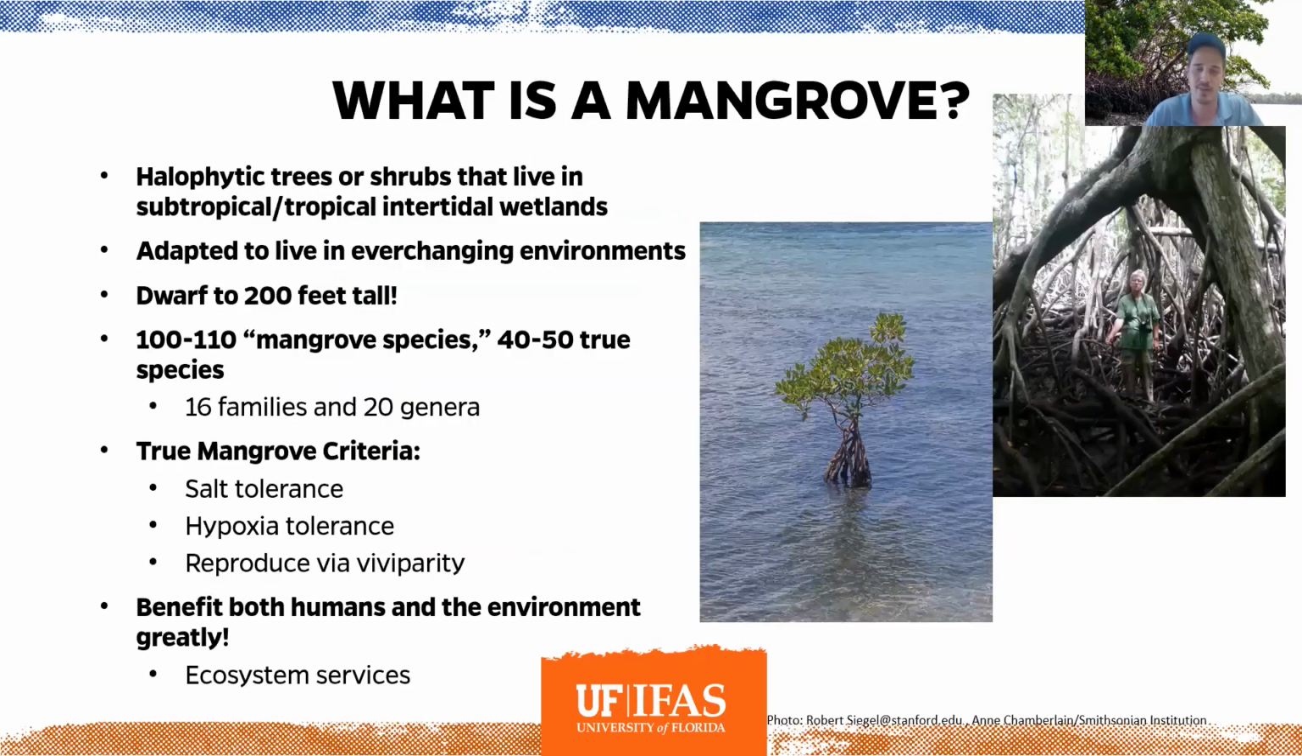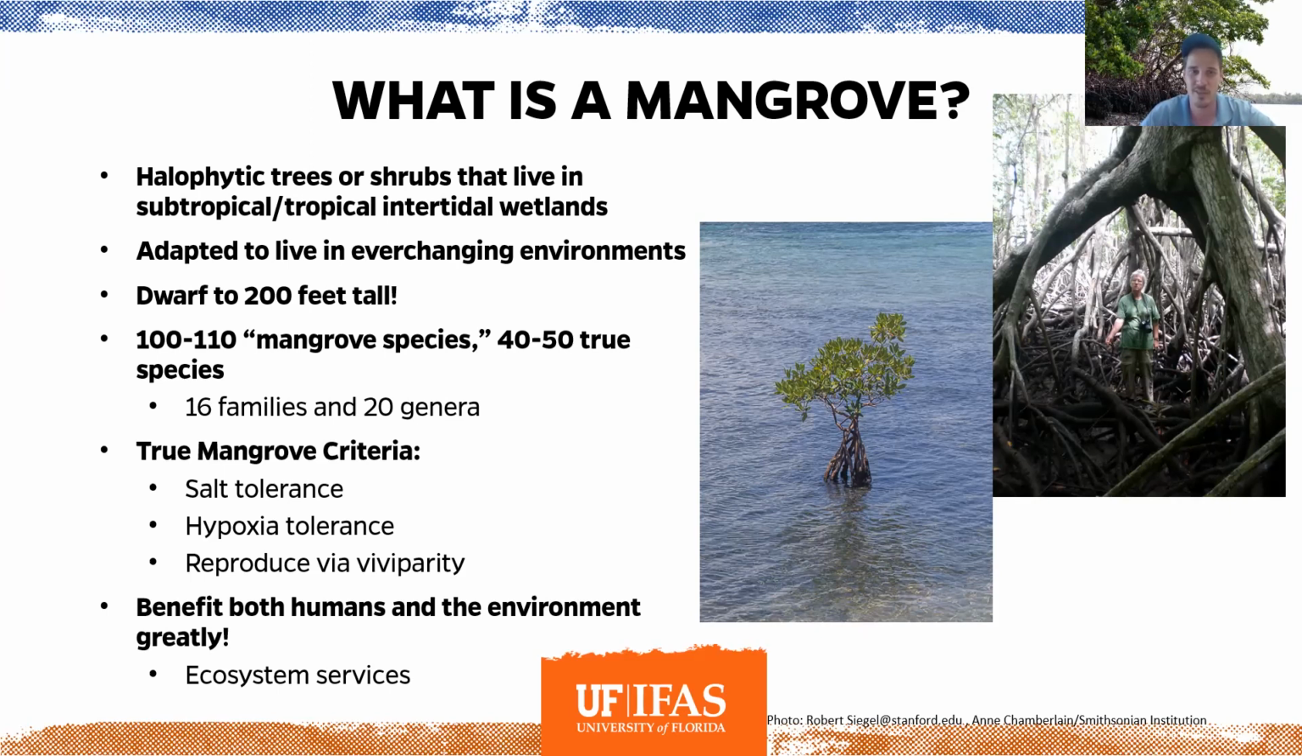So what is a mangrove? A mangrove is a halophytic tree or shrub that lives in tropical and subtropical intertidal wetlands. And because of this sort of loose definition, there's about 100 to 110 mangrove species, but only about 40 to 50 true mangrove species. And they're adapted for living in these ever-changing environments.